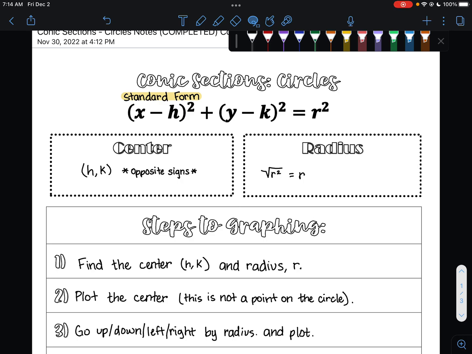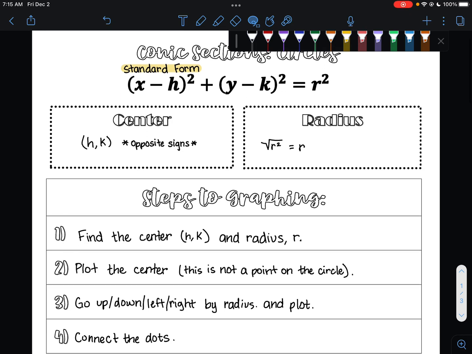So the center of the circle is h comma k. Since they're both in parentheses, we're going to take the opposite sign. So if they look positive, they're negative. If they look negative, then we're going to take them out as positive. The radius is going to be whatever it's set equal to, we're going to take the square root. So if there's any extra numbers on the other side that are not in the parentheses, then we need to make sure we move them over so we can get the accurate radius.